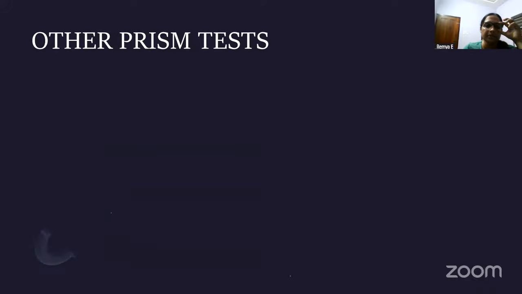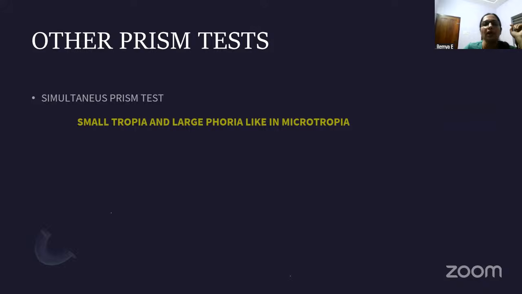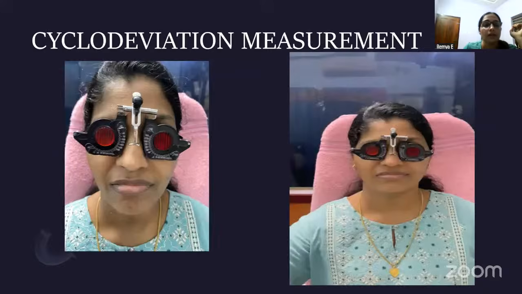There are other prism tests, but you just need to know the names. One is the simultaneous prism test, which is done in the case of a very small tropia or a large phoria, as in a microtropia. And there is something called a prism undercover test. Anyone know this name? In which case it is done? Prism undercover test. Any idea? This is done in dissociated vertical deviation, prism undercover. At least you should know the name.